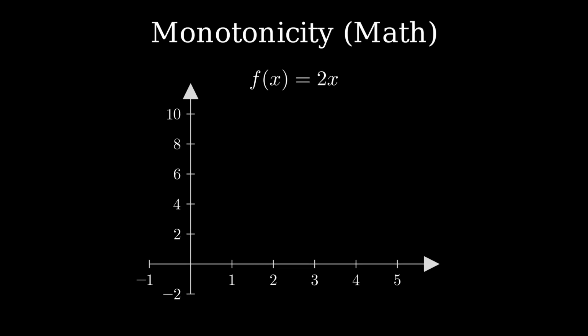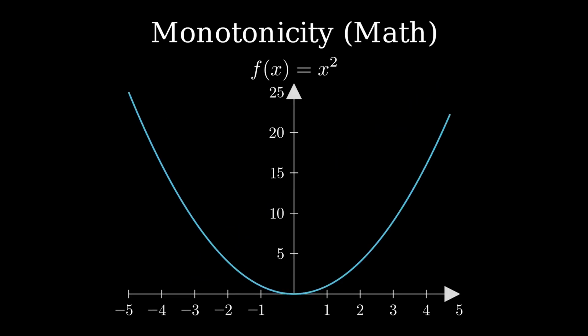For example, consider the function f of x equals 2 times x. If we take any x1, like 1, any x2 larger than it, like 5, is going to be mapped by the function to a value at least as big as x1 is. That's how we know that f of x is monotonic.